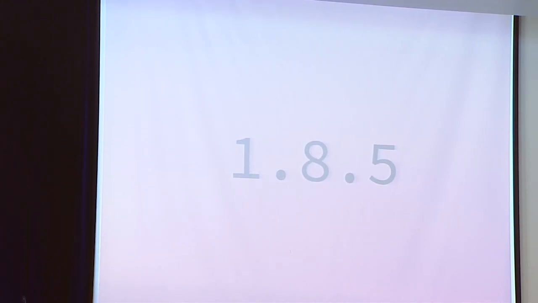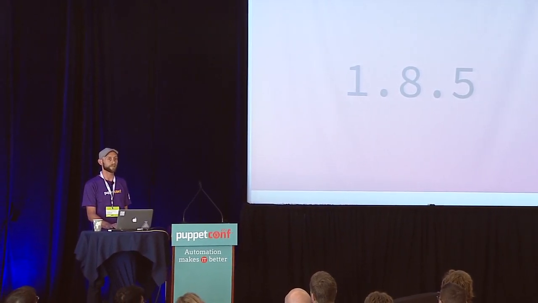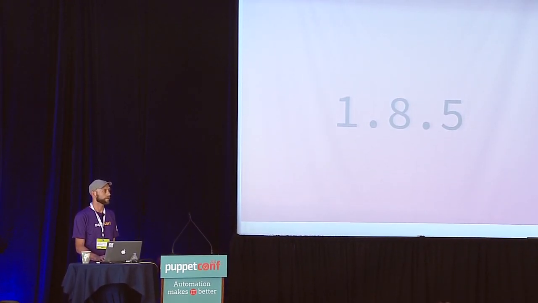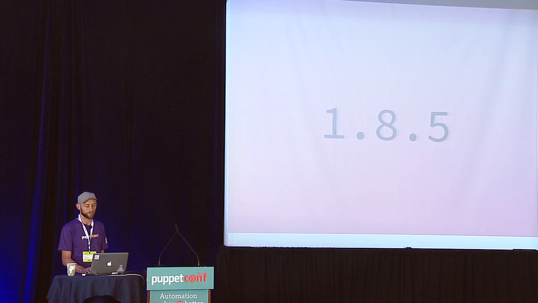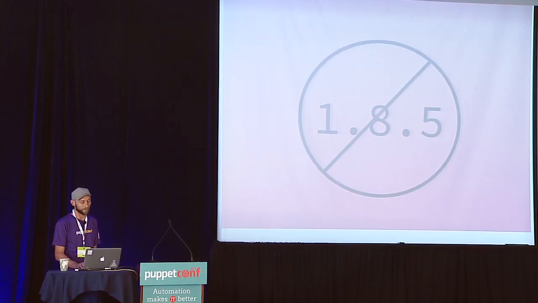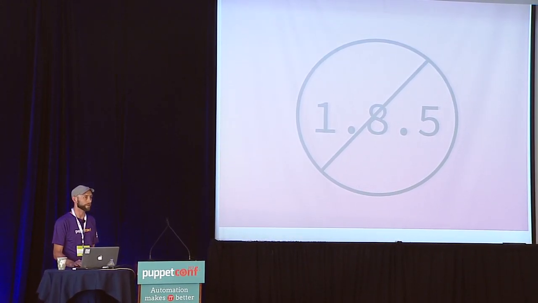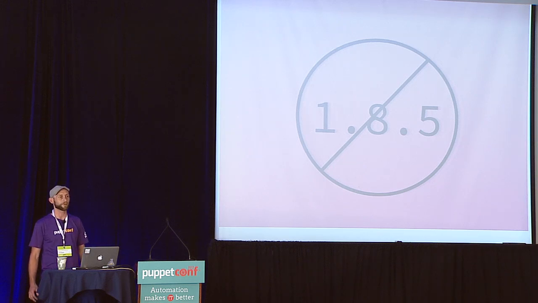How many of you are running Puppet under Ruby 1.8.5? Anybody? Well, I have some good news and some bad news. There's no more 1.8.5 support in Telly, so sorry. It's a really bad Ruby version. It's really old. The world has moved on.